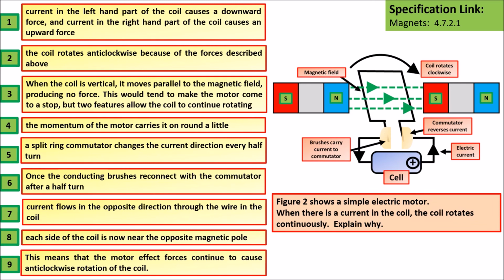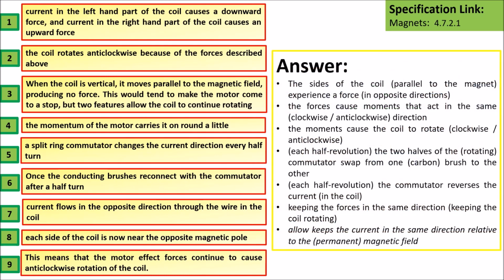So the diagram below shows a simple electric motor. There is a current in the coil, so the coil rotates continuously. If we're explaining why, the key things to talk about are that the sides of the coil experience force. The forces cause moments that act in the same direction. The moments cause the coil to rotate. So the two halves of the rotating commutator swap from one brush to another, so the commutator reverses the current, keeping the forces in the same direction, so keeping the coil rotating.